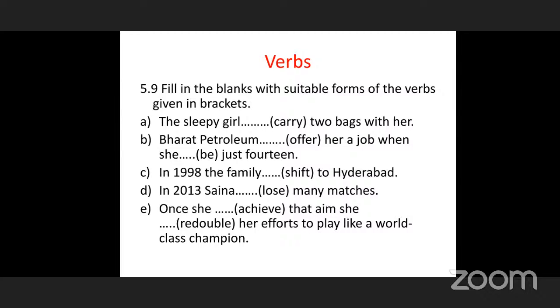Verb means nothing but tenses here. You know, tenses is a very big topic. In order to make you understand, it takes 3 to 4 classes. But here, just have a look at this one. Fill in the blanks with suitable forms of verbs in brackets. Verb form means nothing but tenses.